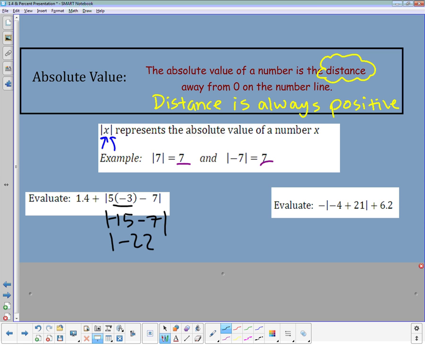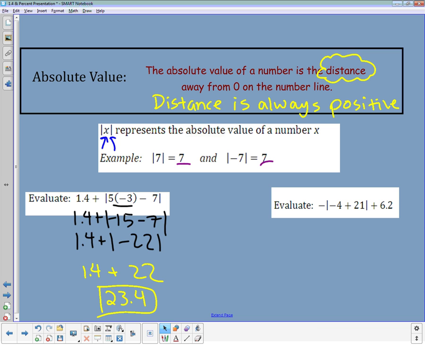So I have 1.4 plus the absolute value of negative 22. Find the absolute value now. The actual absolute value of negative 22 is positive 22. So you have 1.4 plus 22. My absolute value bars are gone now because I've actually figured out what the absolute value is. So I take those two and I add them together and I get 23.4.